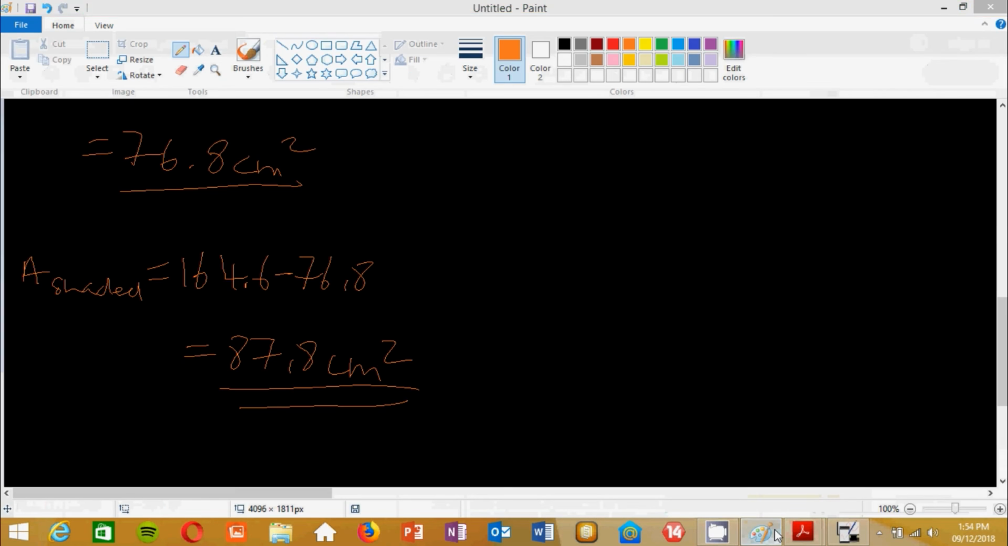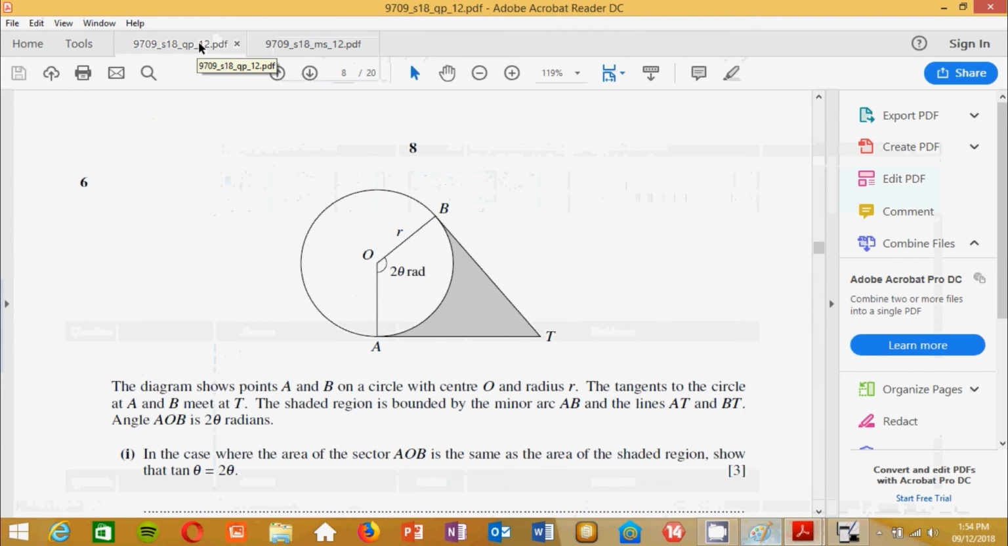So anyway, that's how we do this question. That brings us to the end of example problem 2.